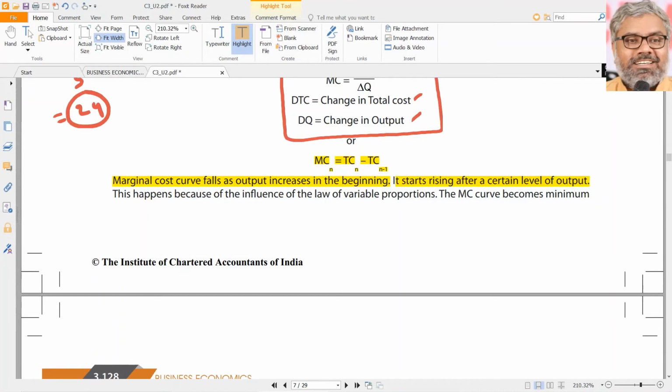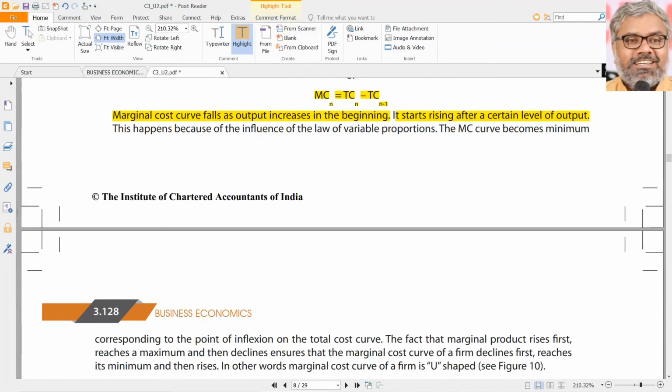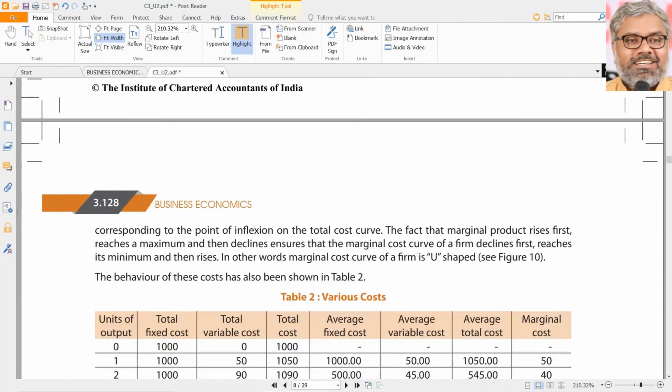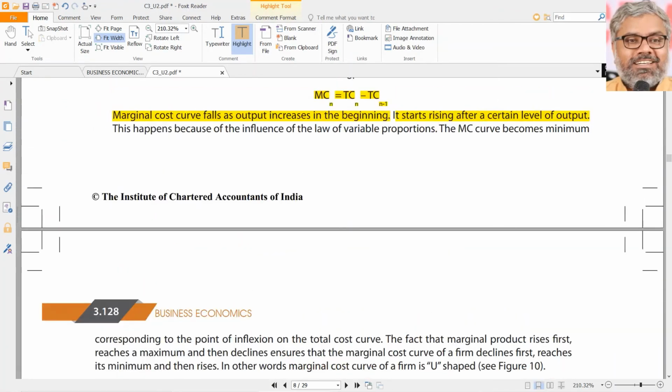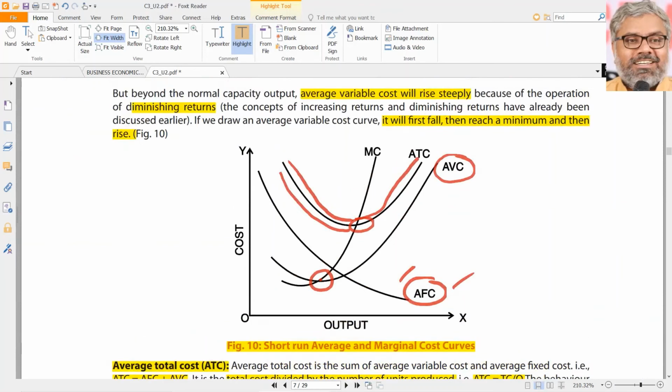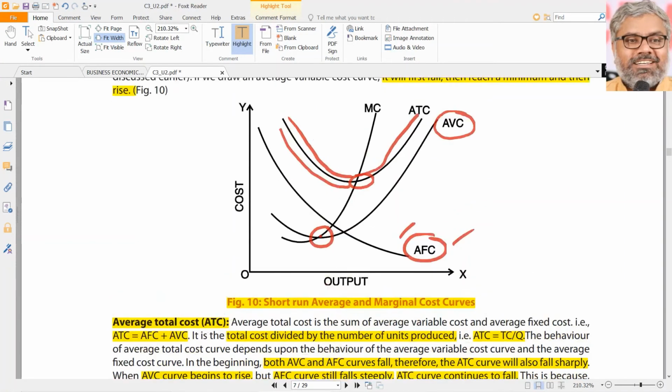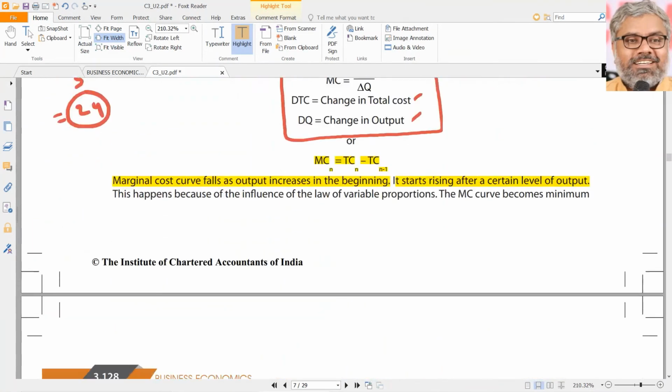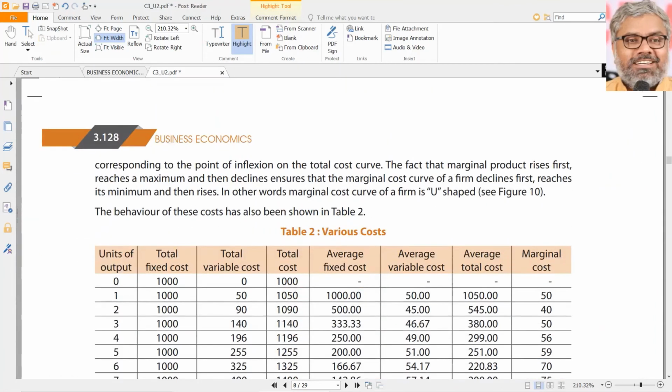Why is that? The reason is similar, because of the law of variable proportions. And the marginal cost curve becomes minimum corresponding to the point of inflection on the total cost curve. Which means, where the marginal product started coming down, as we saw earlier, here the marginal cost will start going up. That is the point of inflection we can call. It is the same thing but on the opposite side, that's all.